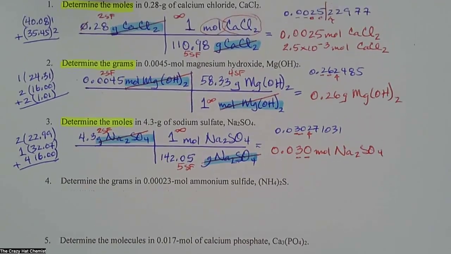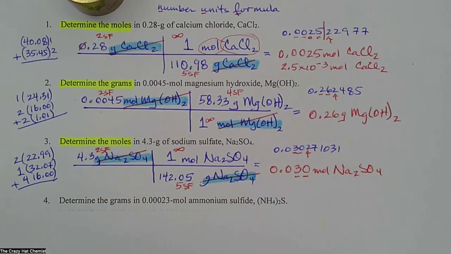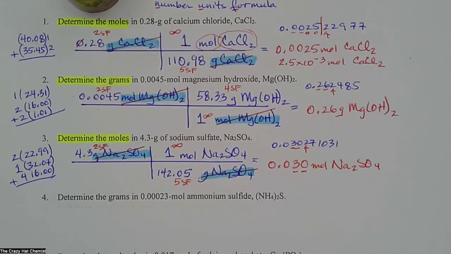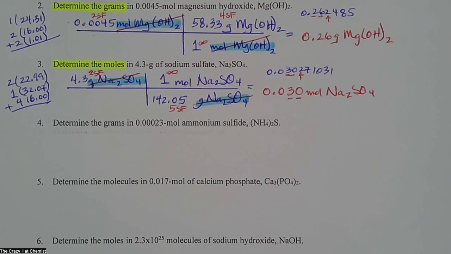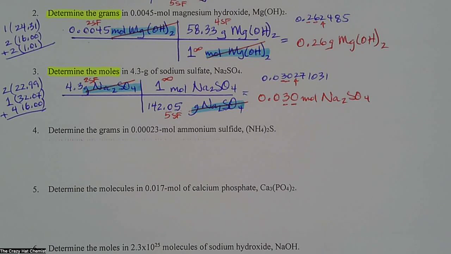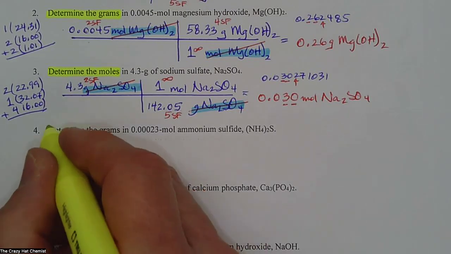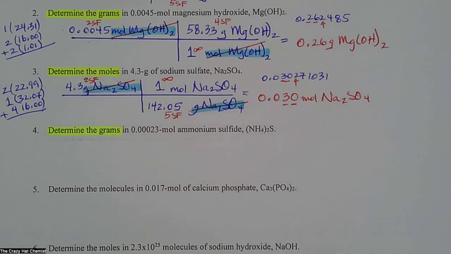All right, we're just going to scroll this down, and you should see that problem number 1 and 3 are very similar in their process. You're starting off with the mass. You're using the molar mass. That's in the denominator. You end up with moles. Bingo. Perfect. You guys are doing a fantastic job. Let's hammer through problem number 4. Problem number 4 says determine the grams in 0.00023 moles of ammonium sulfide.